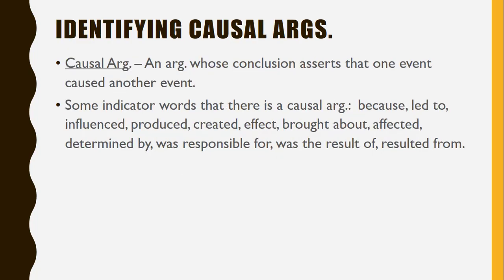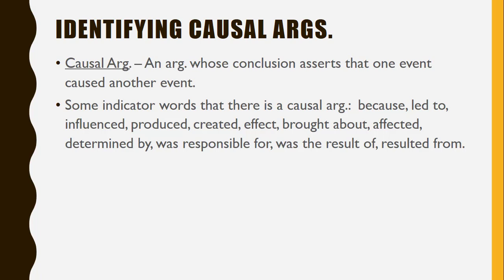Okay, so let's talk about identifying causal arguments. So what is first a causal argument? Well, a causal argument is an argument whose conclusion asserts that one event caused another event. So that's what is stated in the conclusion. So you need the requisite premises in order to try to justify a causal argument. For example, a causal argument might try to say this mental state caused this other mental state based on psychology and neuroscience studies, for example.